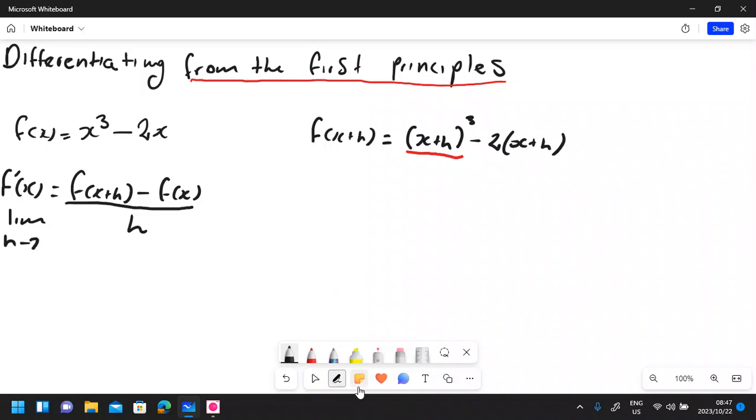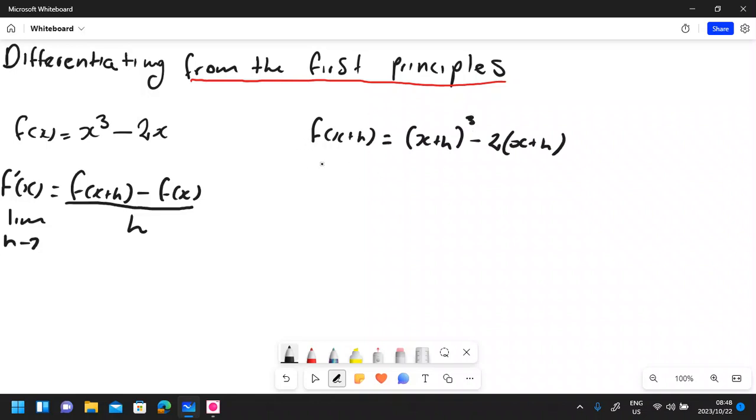Some of you would actually prefer to expand it using the traditional way. Remember, this is the power of 3, so you can say x plus h multiplied by x plus h multiplied by another x plus h. Some of you would prefer to use the traditional way of expanding, but guys, this will take longer and you might make some mistakes there. So I would advise you to use the binomial theorem. Remember, when we use the binomial theorem, we look at the power. If the power is 3 and above, rather use the binomial theorem.